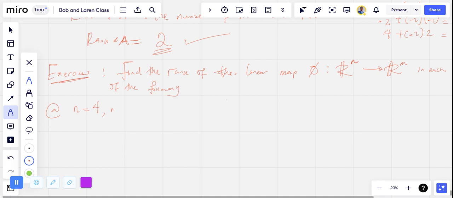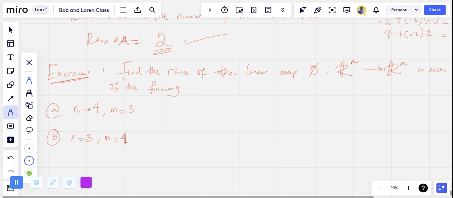In the first, n is 4 and m is 3. That means you have R4 maps into R3. The second one is big, where n is 5 and m is 4. That means R5 maps into R4. This one will really take time, and this is an online video, so I have to cut it. I don't want to let the video have a long length. But let's just deal with the first one.